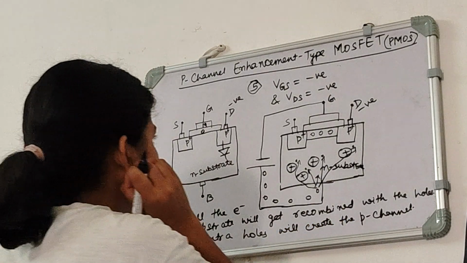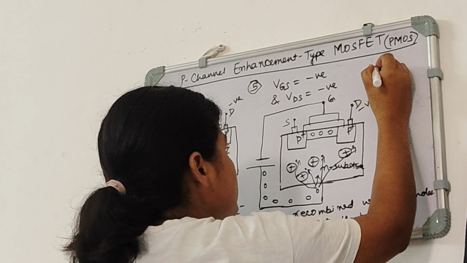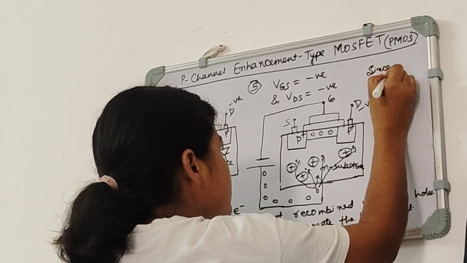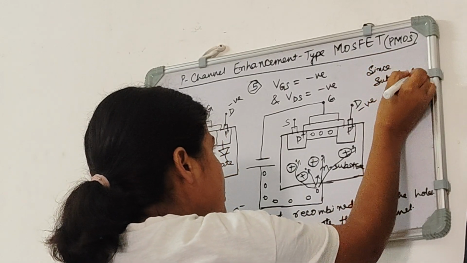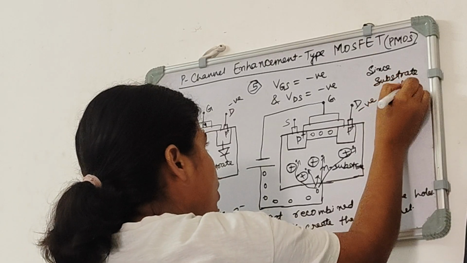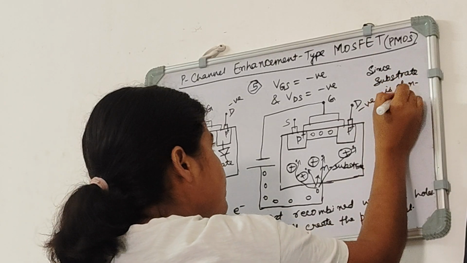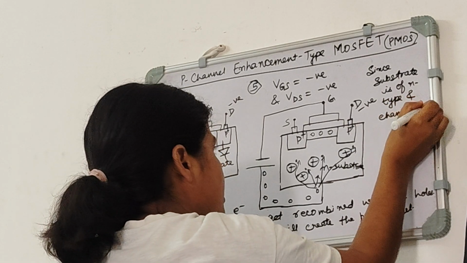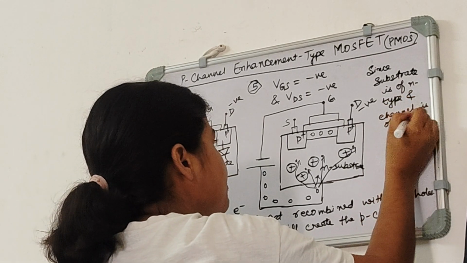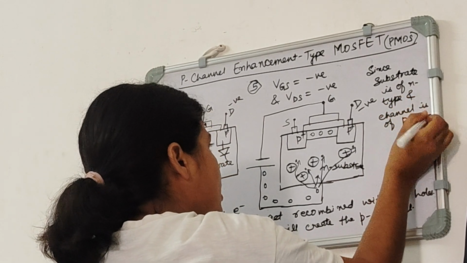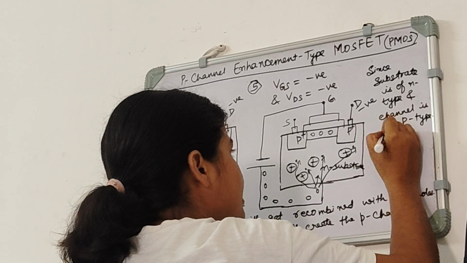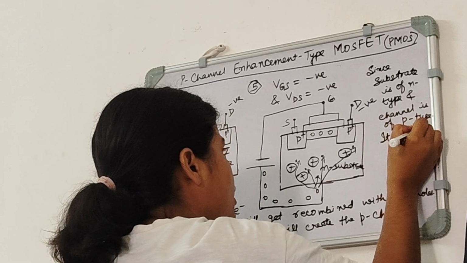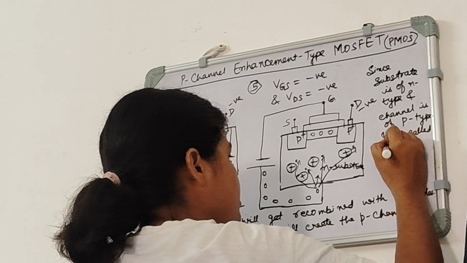So we can write here that since the substrate is of N type and the channel is of P type, it is called inversion layer.